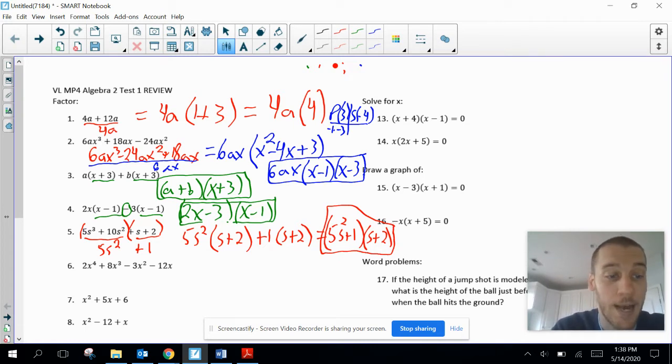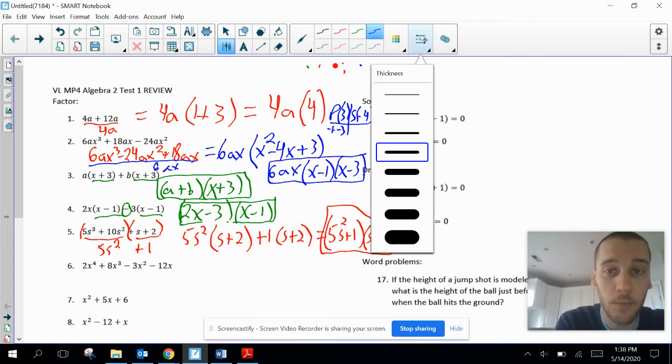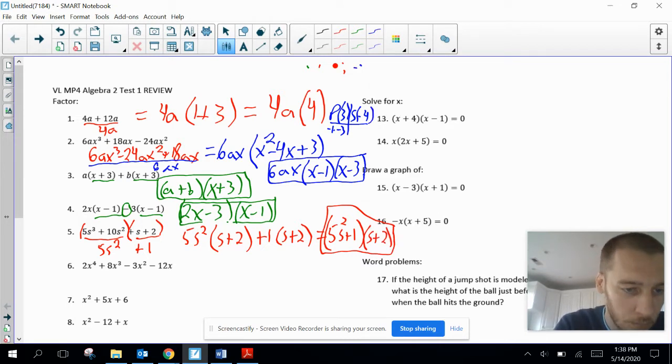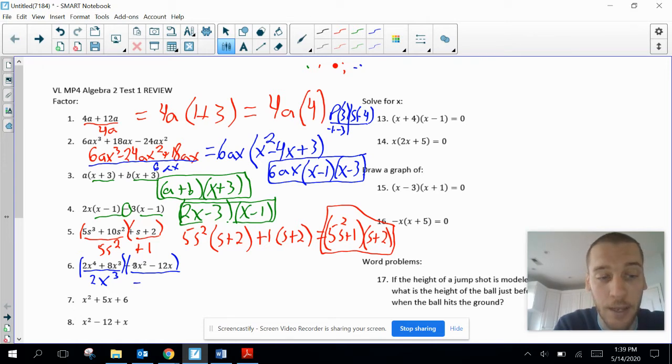Number 6, we've got 4 terms again. So I'm going to group the first 2, going to group the second 2, and look for GCF. So right here, we can pull out 2x cubed. Right here, since this is negative, I have to pull out a negative. This term right here is negative. We want the first term positive, so I'm pulling out a negative. These are both divisible by negative 3x.